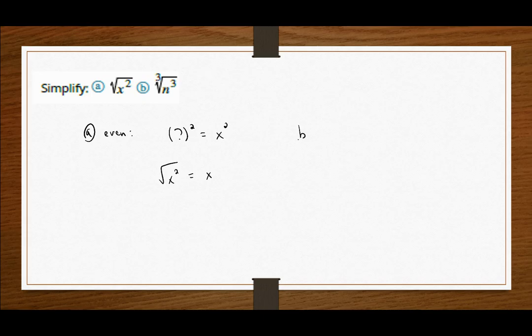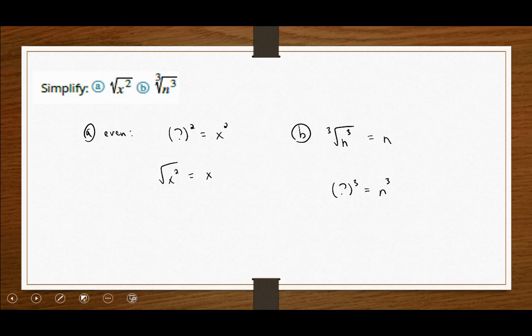In part B, we've got a similar situation. The exponent and the index of my variable happen to match. So again, if I pose the question, what raised to the third power gives me back what's under the radical, it's pretty obvious. N is what we raise to the third power.